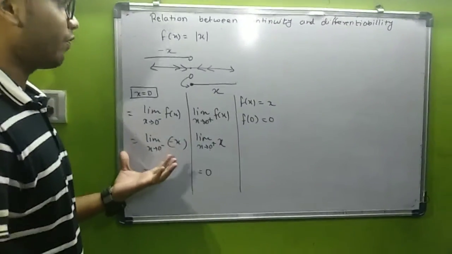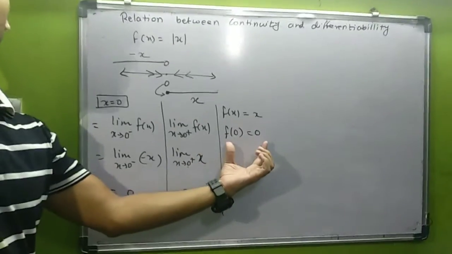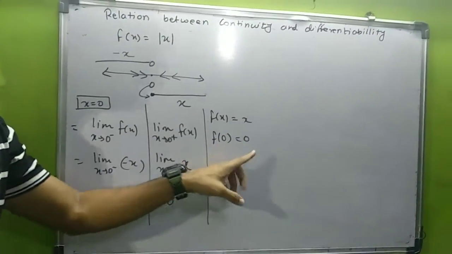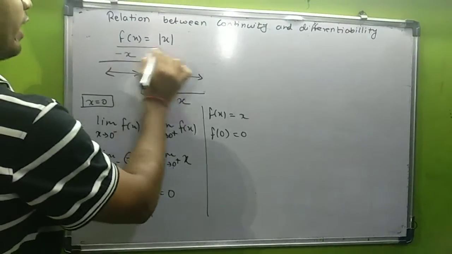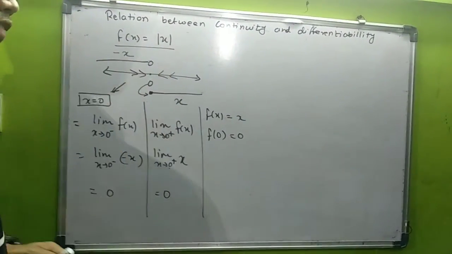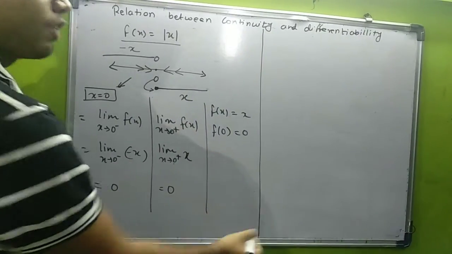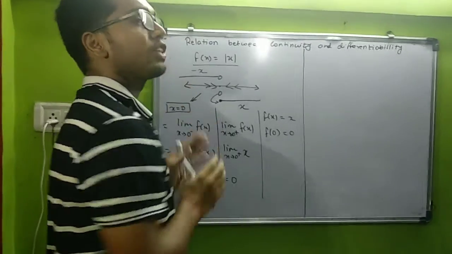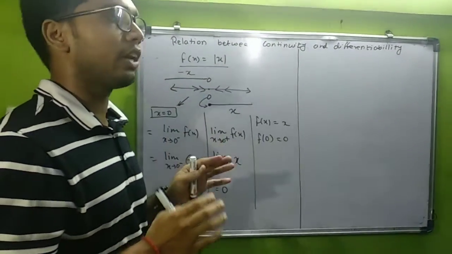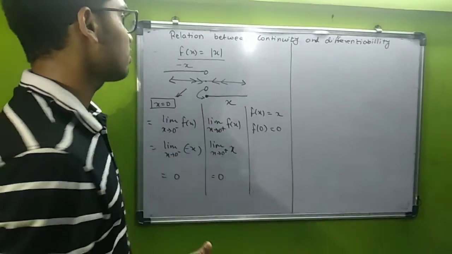Now you can see the left hand limit, the right hand limit and the value of the function at the point 0. These three values are equal to each other, and hence mod x is continuous at x equal to 0. This is a continuous function. Now the question is whether this is differentiable or not. This is continuous definitely, so now we will check the differentiability of this function.